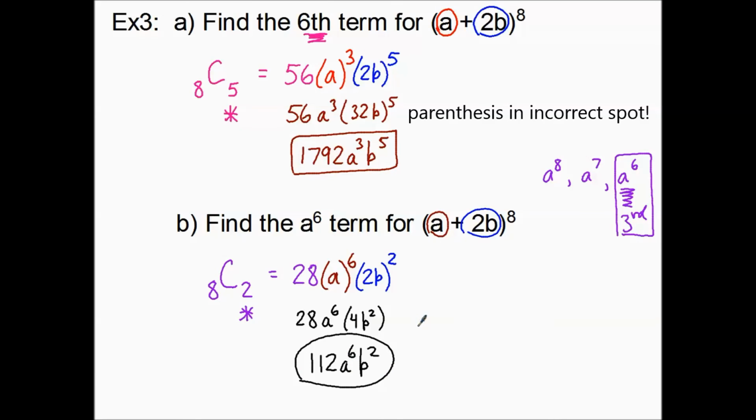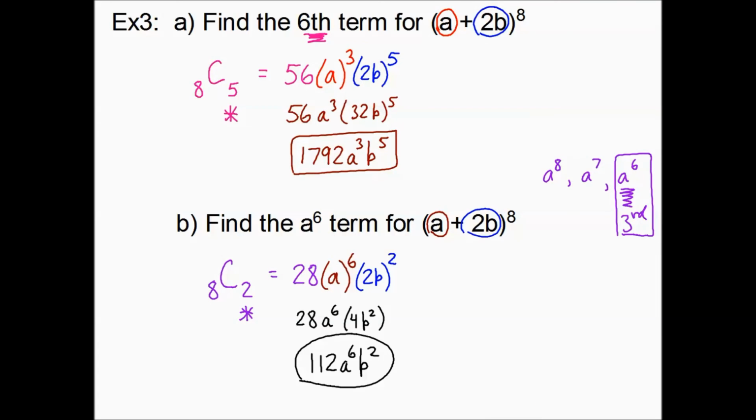So notice the difference between these two problems. I might be finding a specific term where I say it's the 5th term or 4th term or 6th term, or I might be finding a specific term that has a certain degree of the variable, a to the 6th, and you might need to count it out to see which term that is and then go with your math.